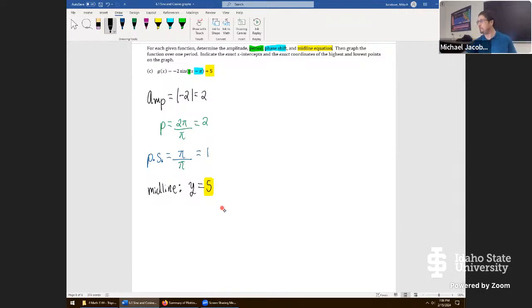Okay, so here's the next important part. The plot will start exactly where you said your phase shift was. The phase shift is exactly at 1, so we'll start right here at 1. Then for the end, by formula, this one is going to be phase shift plus the period.